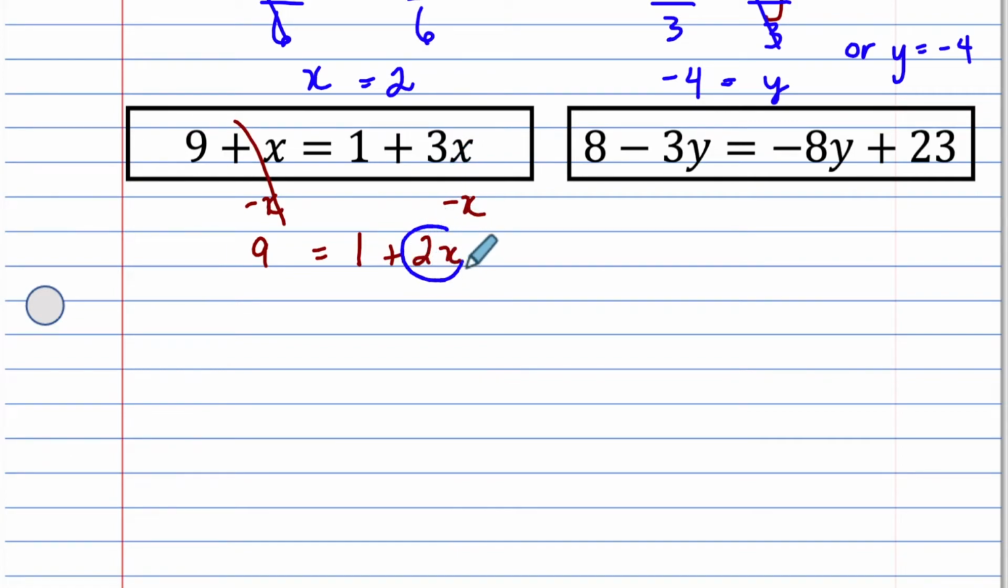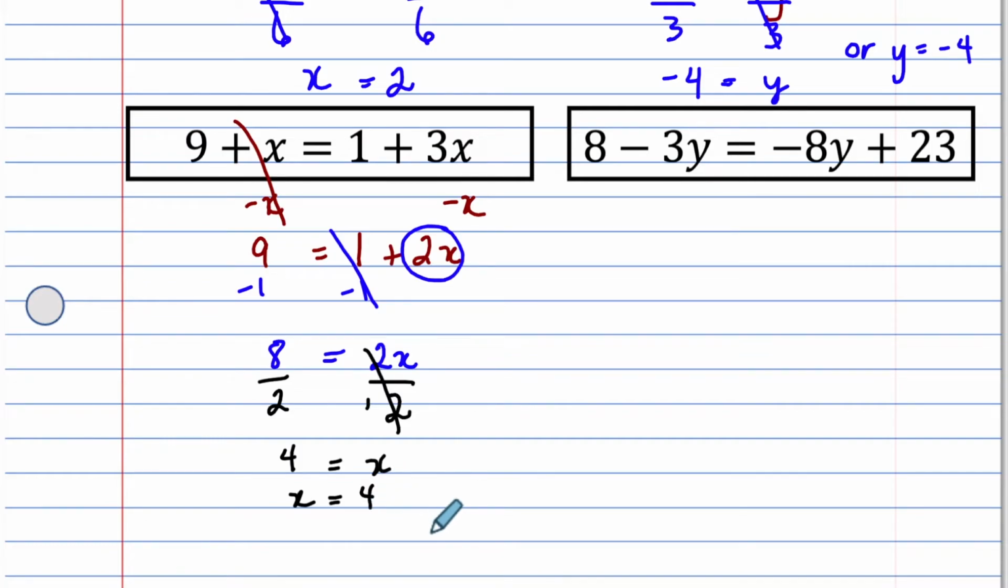Circle that x now that has a coefficient of 2 and go for the 0 pair. Subtract 1 both sides. That one gives us a 0. We have 2x equals 8. Now we can divide by 2, both sides, and x is equal to 4, because 2 divided by 2 is 1. Or we can write it as x equals 4, either way.